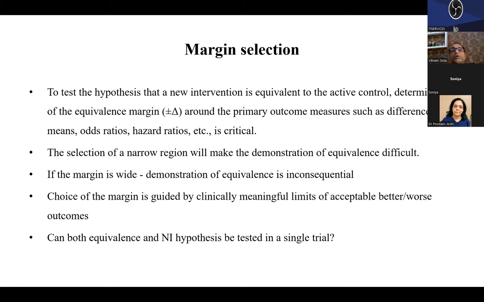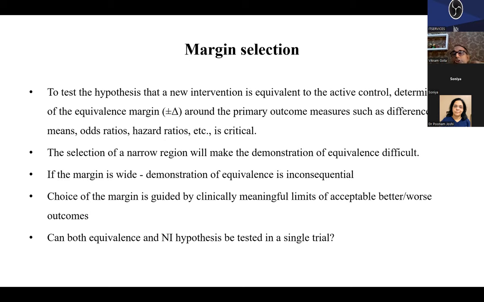Okay. So now, margin selection in an equivalence trial. I told you that the margin is the maximum accepted difference on either side. It could be inferior or it could be better, better or worse. But what is the maximum difference that is clinically acceptable? That will be the margin. It will be represented as delta.